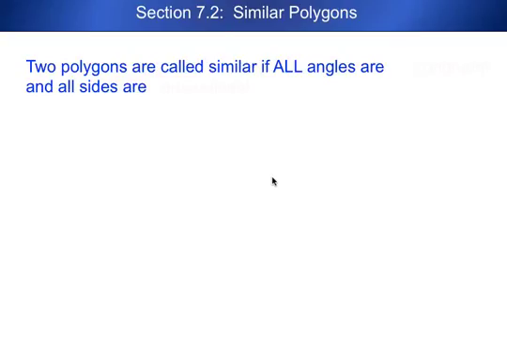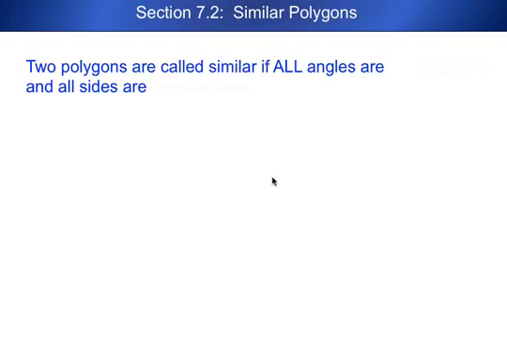We began chapter 7. We're going to continue that today. And today we're going to talk about similar polygons, and we're going to use some of the ideas that we learned yesterday when we were solving proportions to find various sides of our polygons. First thing we need to do is identify what similar polygons are.